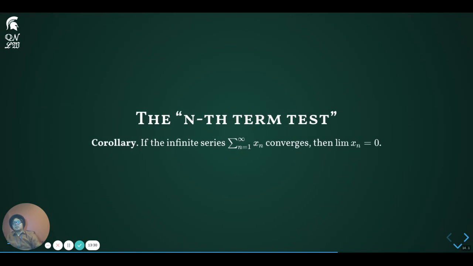This is in fact the nth term test for divergence you learned about in calculus classes. That if an infinite series converges, then the sequence that makes up the terms to be summed converges to zero as a sequence. Very importantly, do not confuse the sequence convergence here, which applies to the sequence of terms that are being summed, with the sequence convergence of the partial sums.